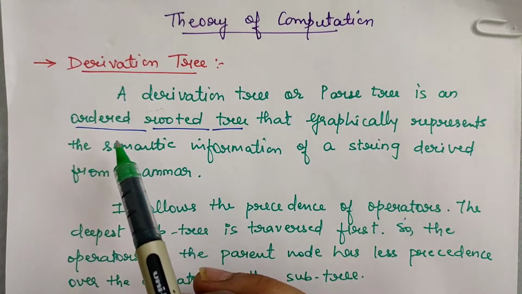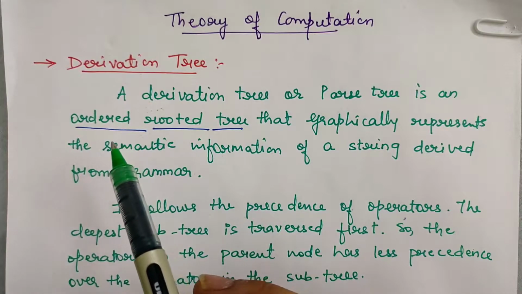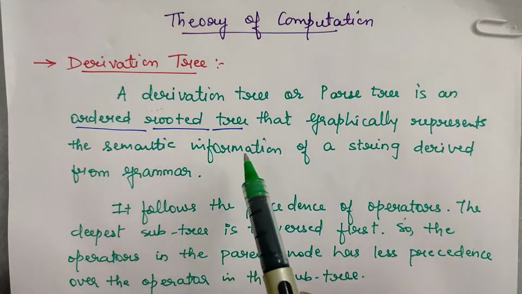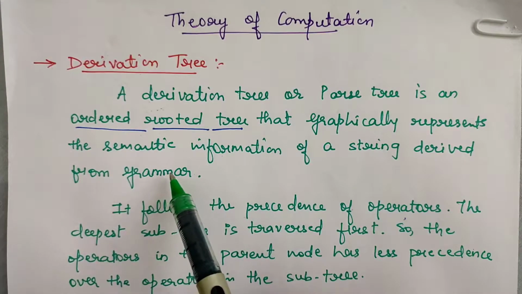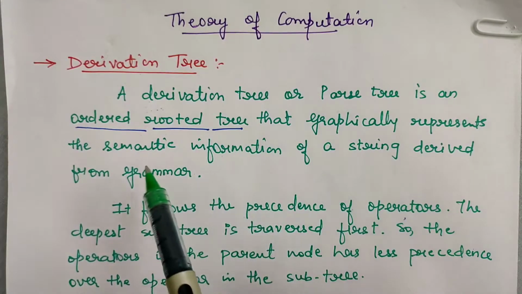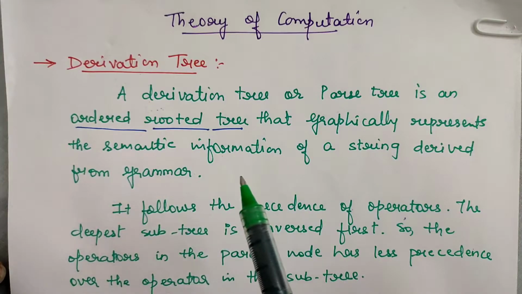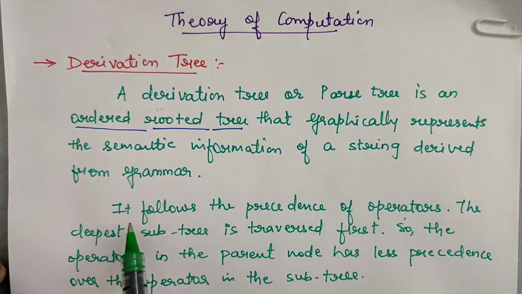So if you traverse this tree in some particular order, you will get some output that graphically represents the semantic information of a string derived from the grammar. So it represents the semantic information. If you access all the leaf nodes of this tree, then you will get the string that we are trying to derive from the grammar.